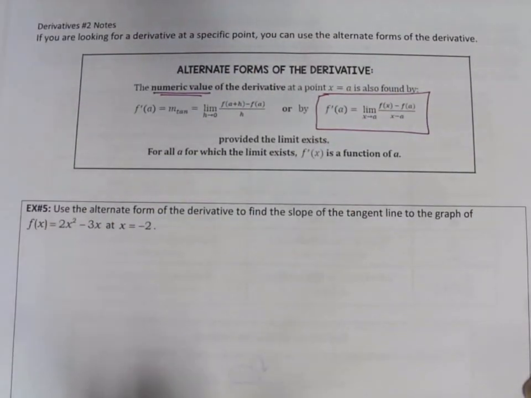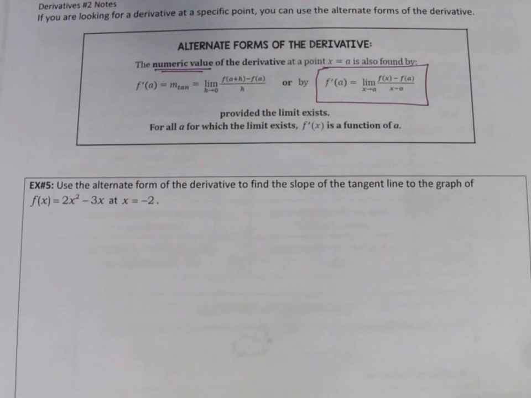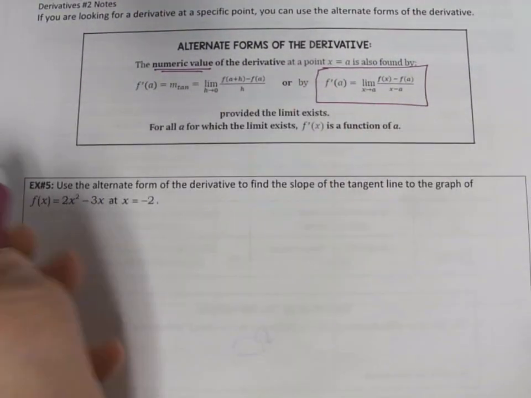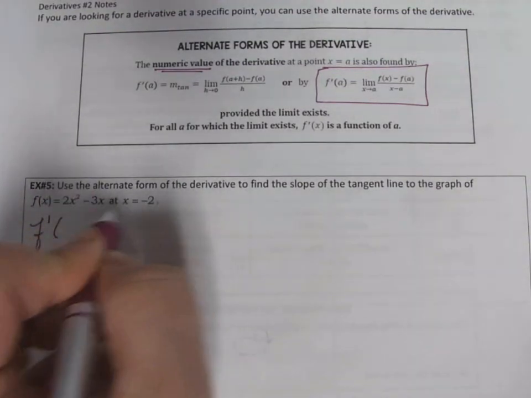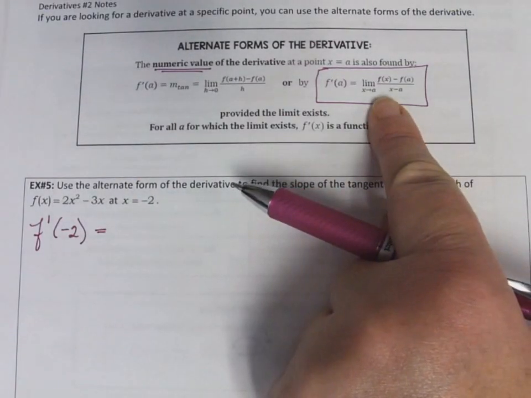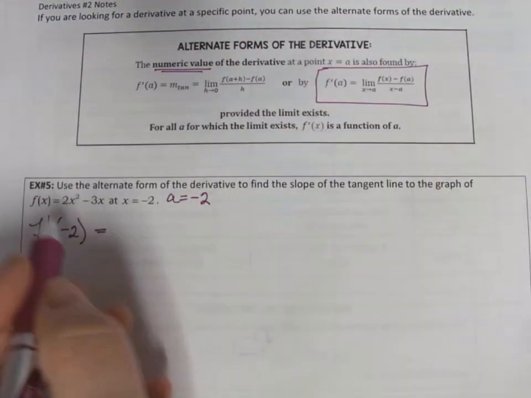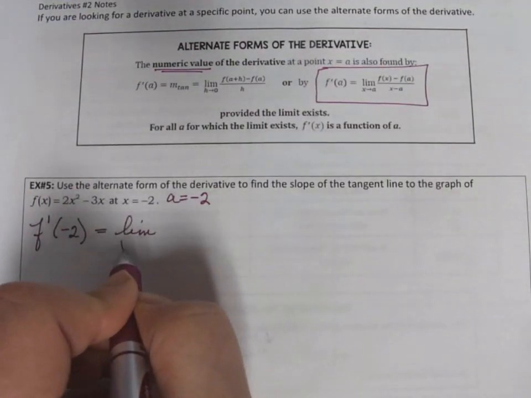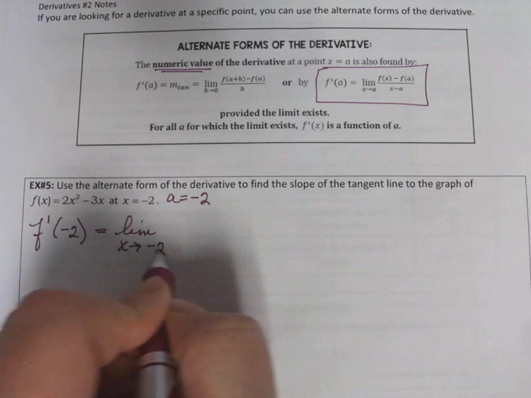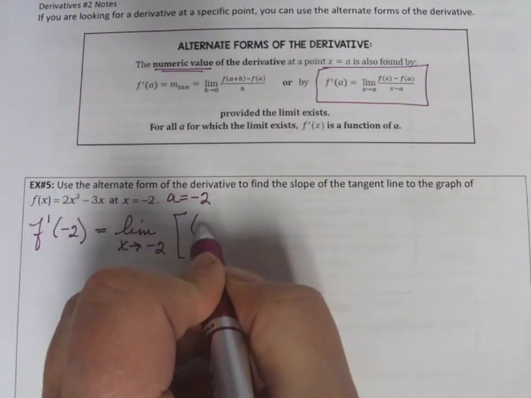So we want to use the alternate form of the derivative to find the slope of the tangent line to the graph of f of x equals 2x squared minus 3x at x equals negative 2. So our f prime of negative 2, that's our x value, is going to be equal to, now for this definition, a is equal to negative 2. So we're going to do the limit as x goes to a, which we said was negative 2. We're going to do f of x. Well, that's just the function.